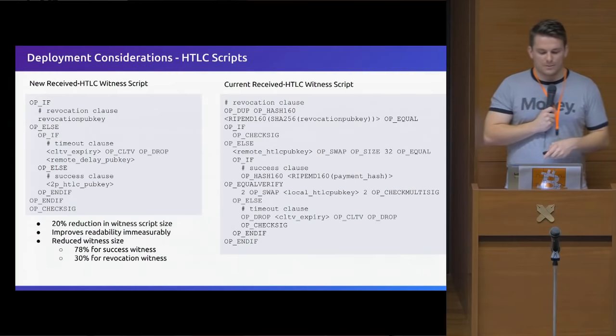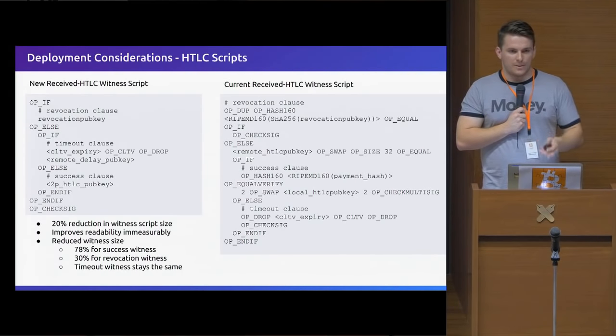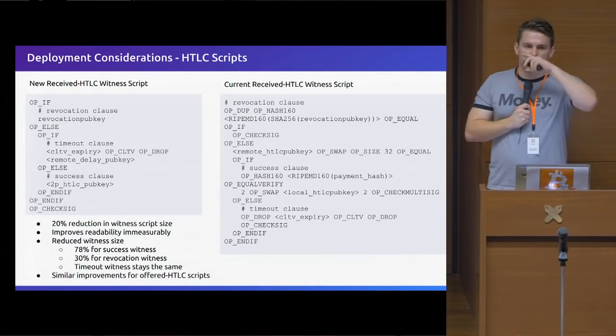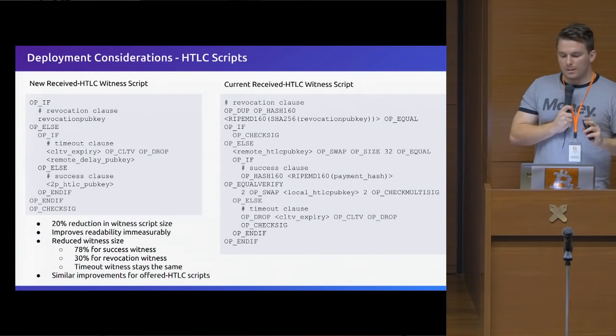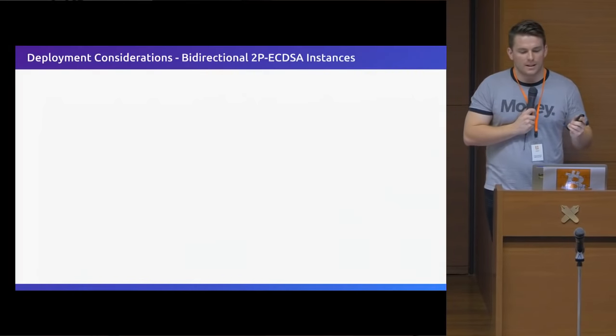Which ends up being pretty massive. The revocation witness is now only 30% smaller. The timeout witness stays roughly the same. It's just a single signature. And you can expect roughly similar improvements from the offered HTLC script, but generally it'll be a little bit smaller overall on all these metrics, but still very similar.